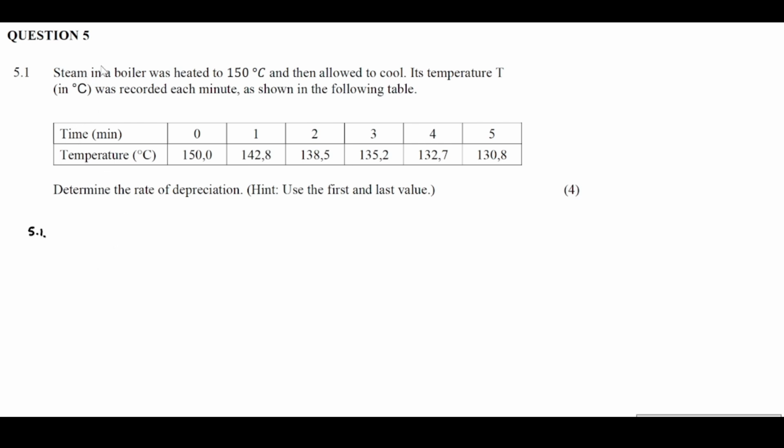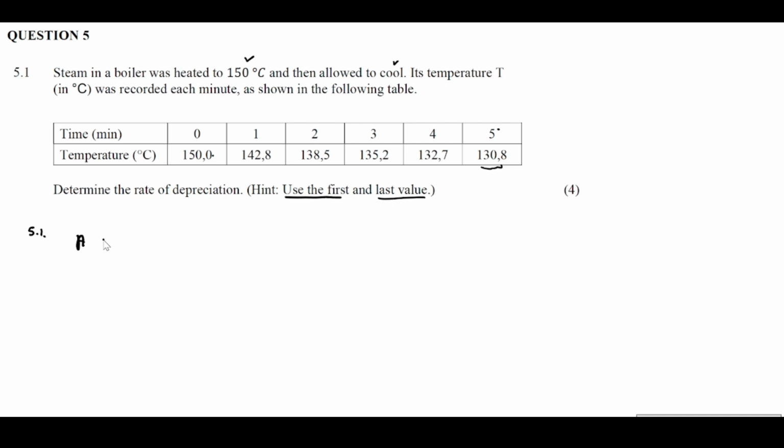They say that steam in a boiler was heated to 150 degrees and then allowed to cool. Its temperature in Celsius degrees was recorded each time as shown in the following table. So this is the time that we have from 0 to 5, and then this is the temperature we have from 150, and it is cooling all the way down to 130,8. Now the question says determine the rate of depreciation. Hint, use the first and the last value. All right, let's answer this one.